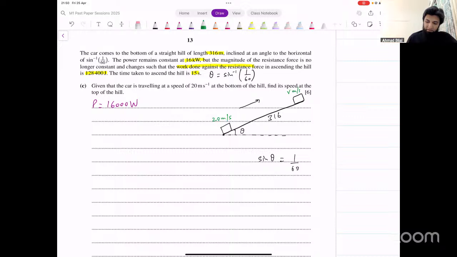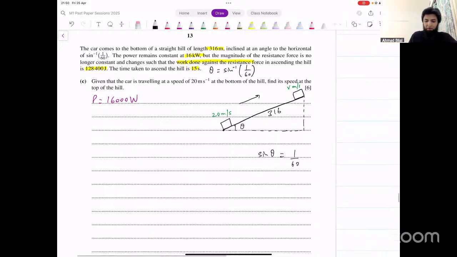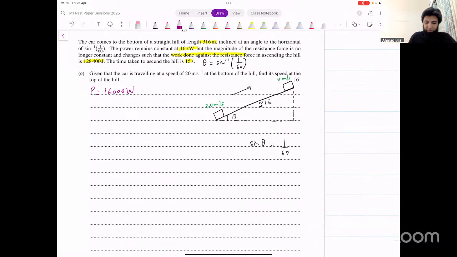It's a classic case of work energy principle, right? We've got work done against resistance. We've got the speeds. We have the change in height. We can find that, right? So change in potential energy, change in kinetic energy, work done against resistance. What does that remind you of? The work energy principle. Work done by the driving force equals change in kinetic energy plus the change in potential energy plus work done against resistance. We just have to input values in this.